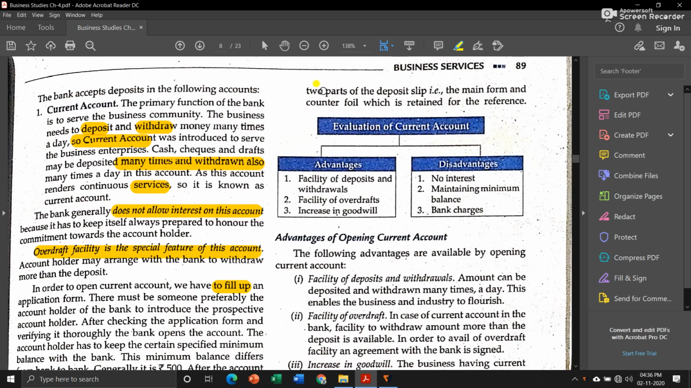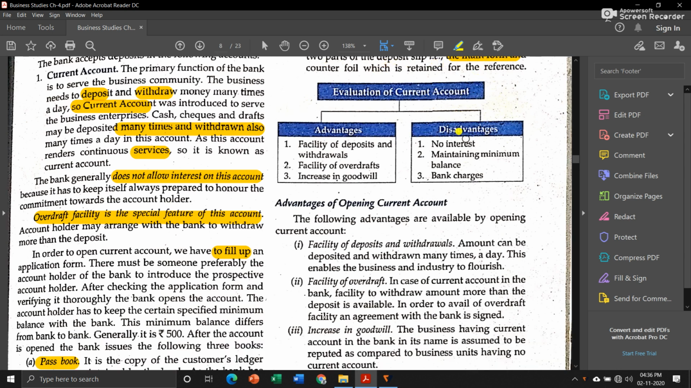Now there are two parts of the deposit slip, the main form and the counterfoil, which is retained for reference. The main form will be kept by the bank and the small part that they will give you is nothing but the counterfoil for your future reference.